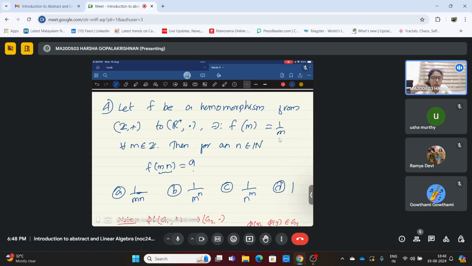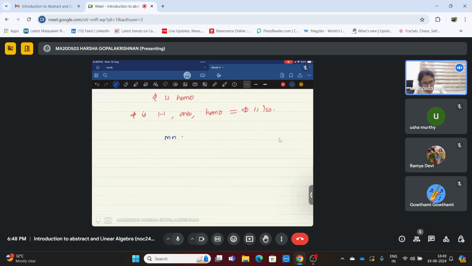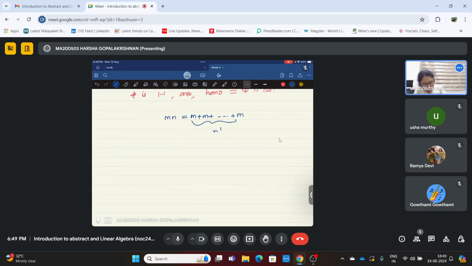We just know the value of f of m. So we should write f of mn in terms of m only. What is mn? mn means m plus etc. plus m, n times, right?